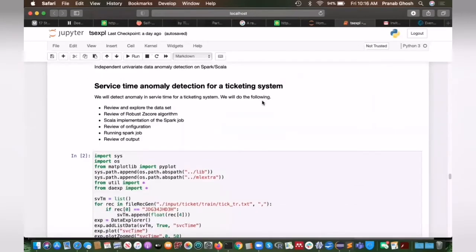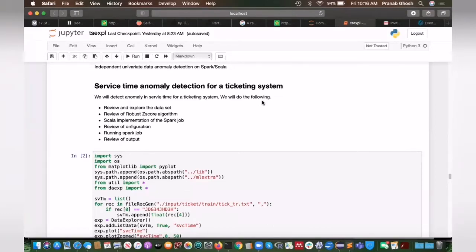Here's today's session. Okay, so this is the first use case. Again, we are going to find anomalies in service time for a ticketing system. We'll review and explore the data set. All the data sets for all my use cases are synthetically generated using Python scripts. We'll review the robust z-score algorithm, which we already did. We'll also do a quick review of the Scala implementation of the Spark job.